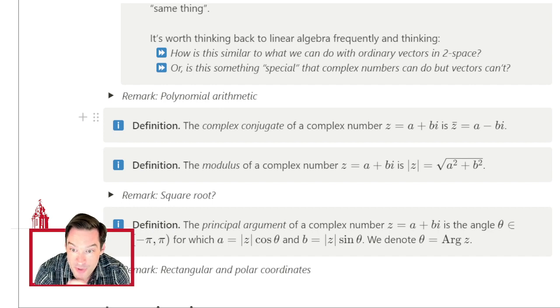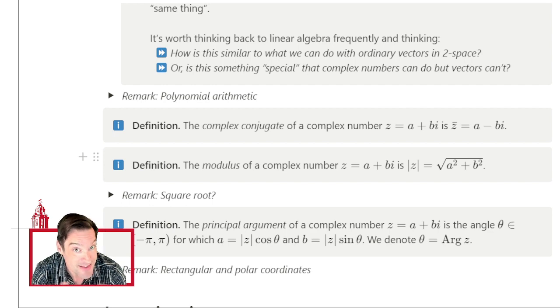Similarly, we have an operation on complex numbers that's called modulus. The modulus of a complex number, if it has real part a, imaginary part b, is the square root of the sum of the squares of a and b. So square root of a squared plus b squared. And you'll notice that for modulus, we use the notation of vertical bars to represent the modulus of a complex number z.